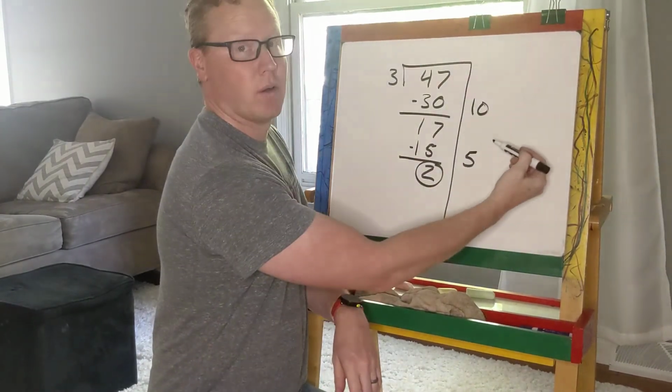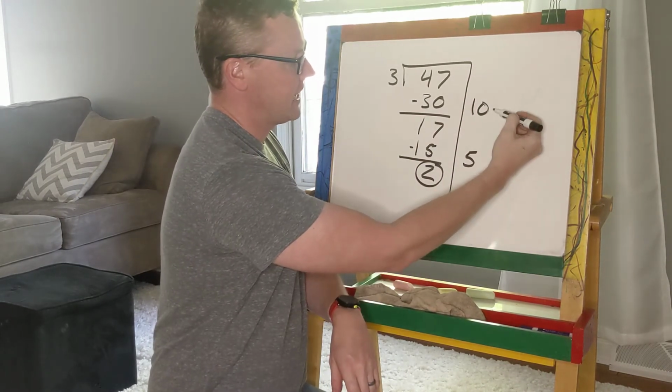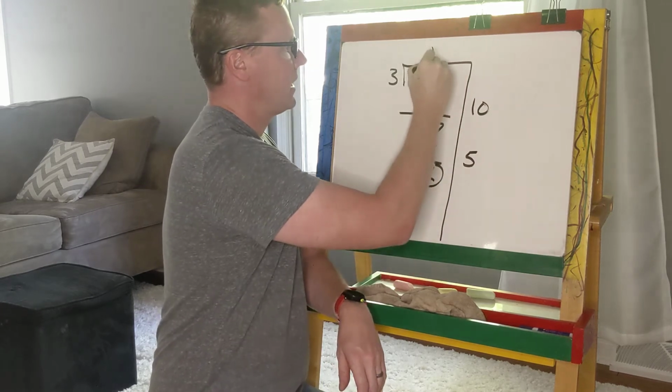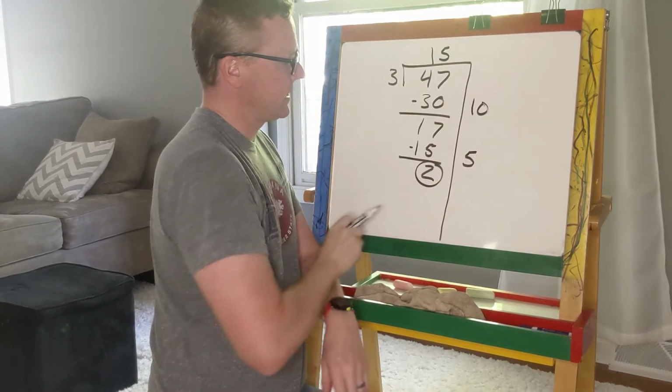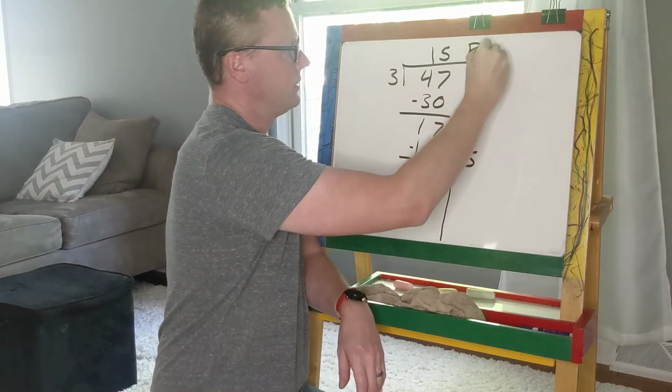So the way I would write this answer now is I would add up these numbers. 10 and 5 is 15, lining them up with the place value. And then I would go remainder 2.